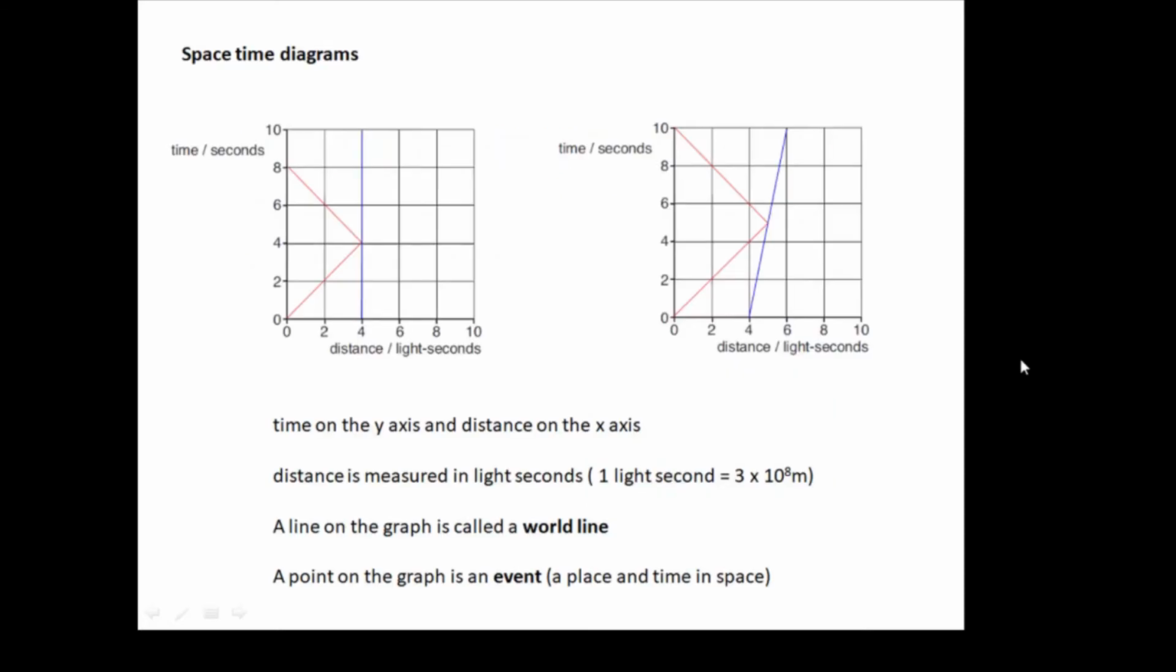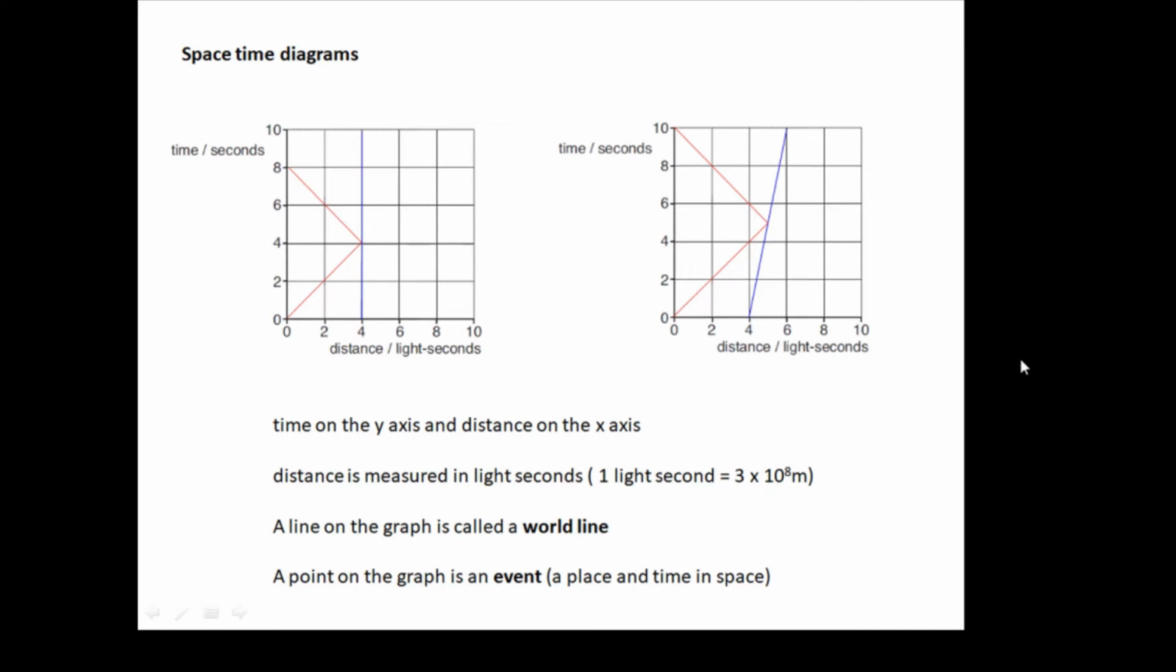Space-time diagrams I'll mention now. These have come up a few times in recent years. Don't panic, just look at the axes. It's like a distance-time graph, only on its side. So as time passes, you're working your way up the graph. On the y-axis, you've got time in seconds. On the x-axis, you've got distance. And we say it's measured in light seconds. Well, 1 light second is 3 times 10 to the 8 meters, the distance light travels in a second.